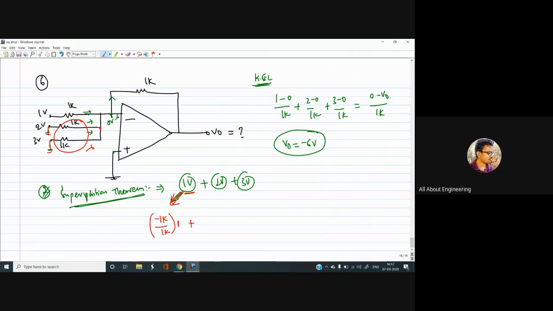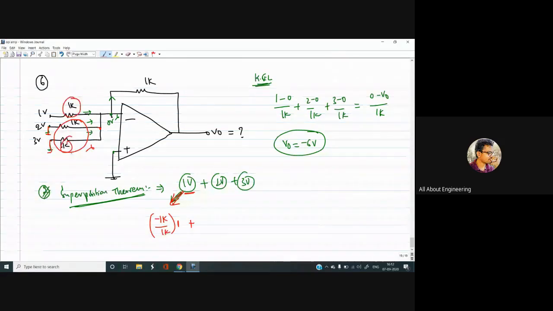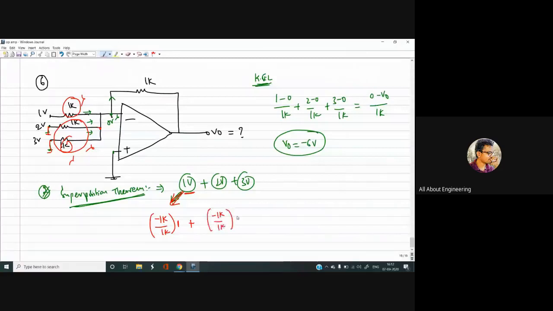Similarly, if you consider this 2 volt source, then this and this can be neglected. It is again minus RF by R1 into 2 volts, plus again minus RF by R1 into 3 volts. So again you will get the same answer, that is minus 6 volts. I personally prefer this method, but it's up to you which method you want to use to solve.